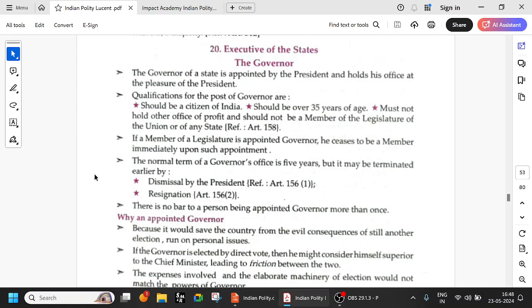Next, if a member of a legislature is appointed as governor, he ceases to be a member immediately upon such appointment. So once he becomes governor, he is no longer an MLA. The normal term of a governor is 5 years, but there is no fixed term. It can be terminated by dismissal or resignation.